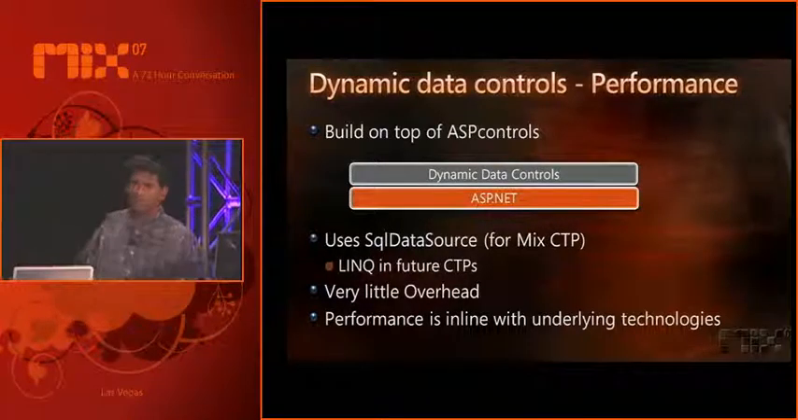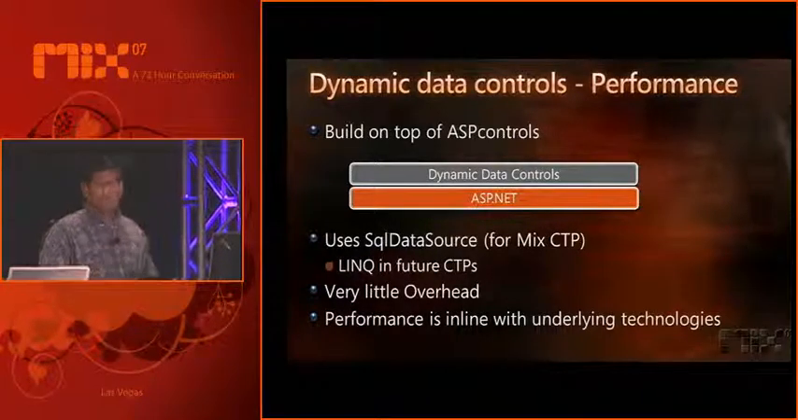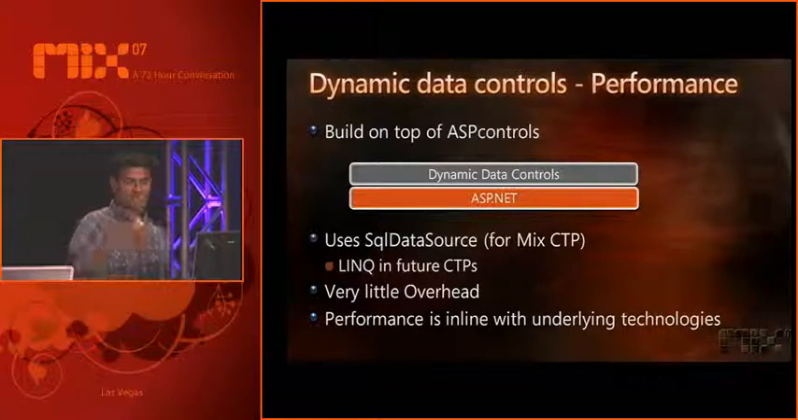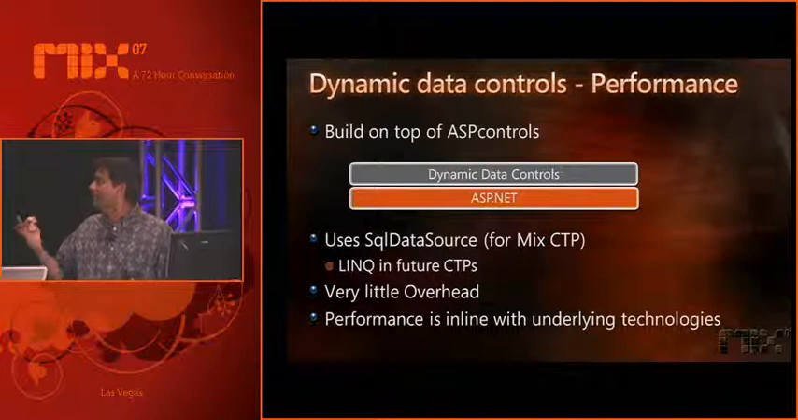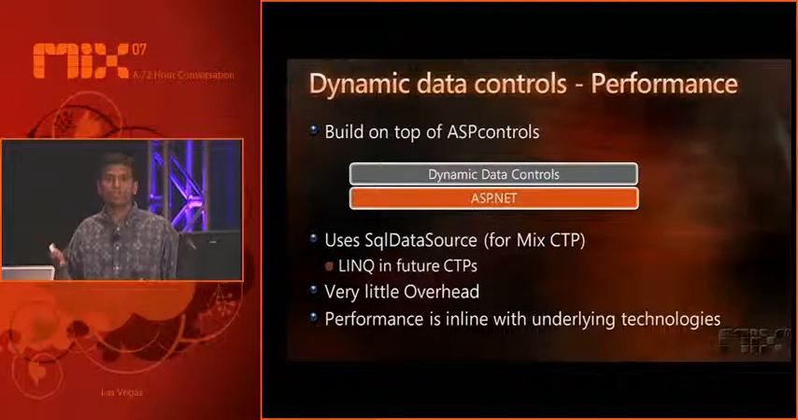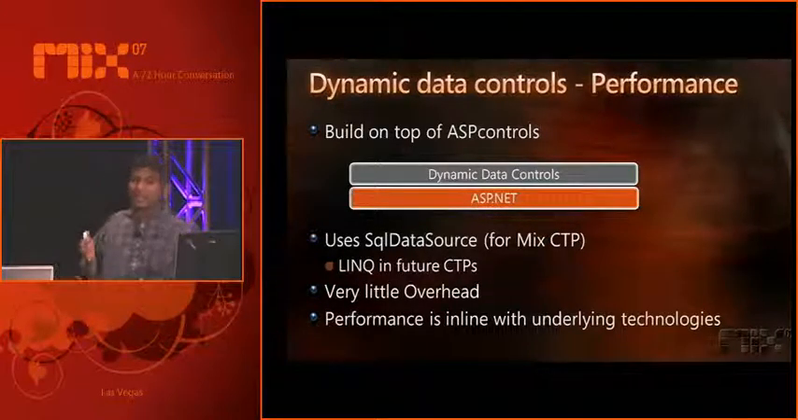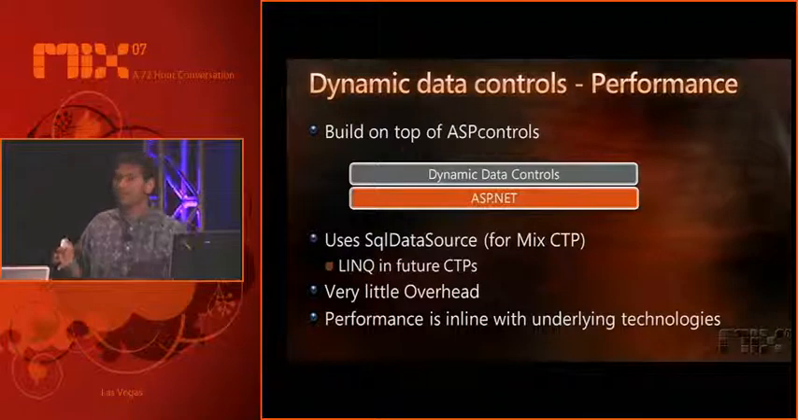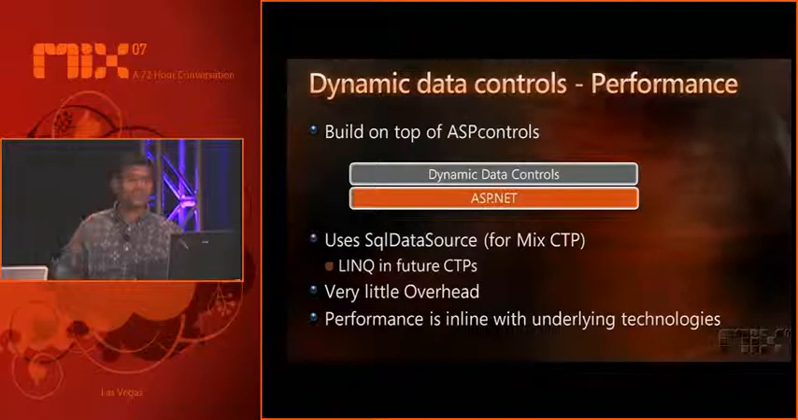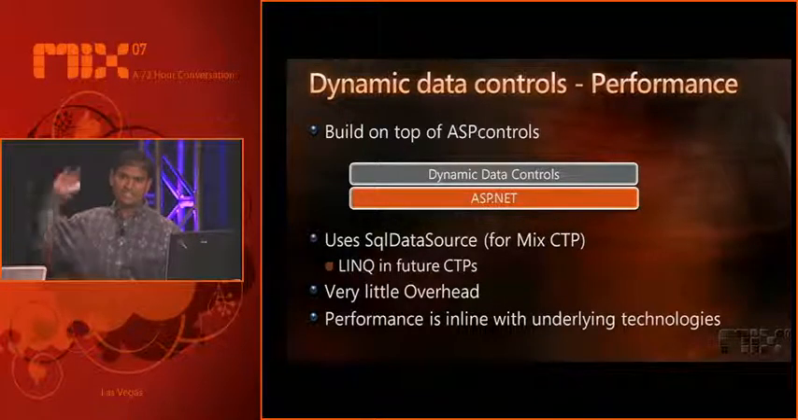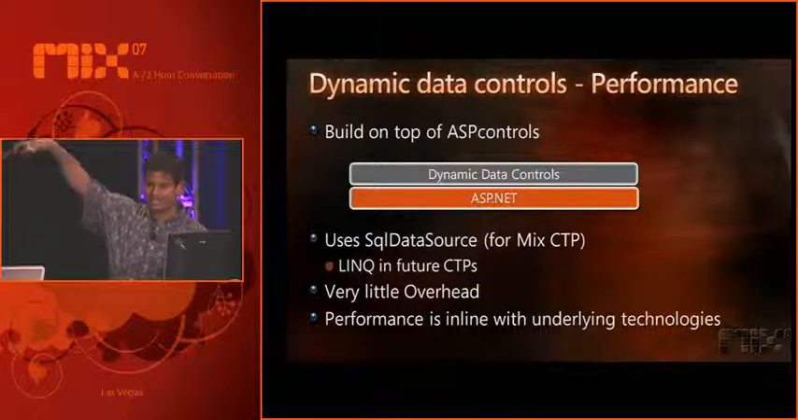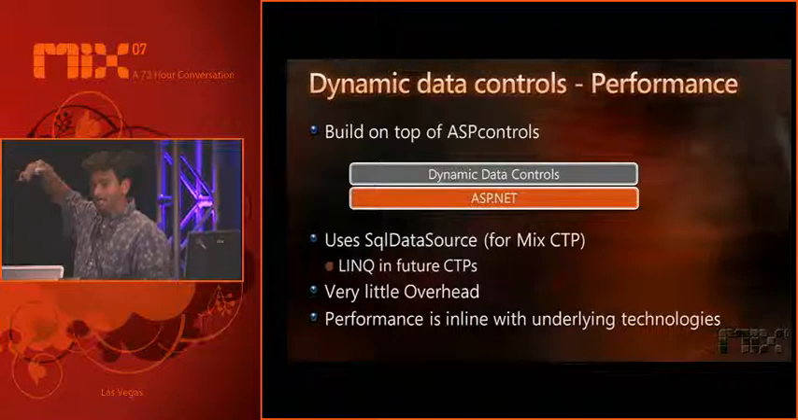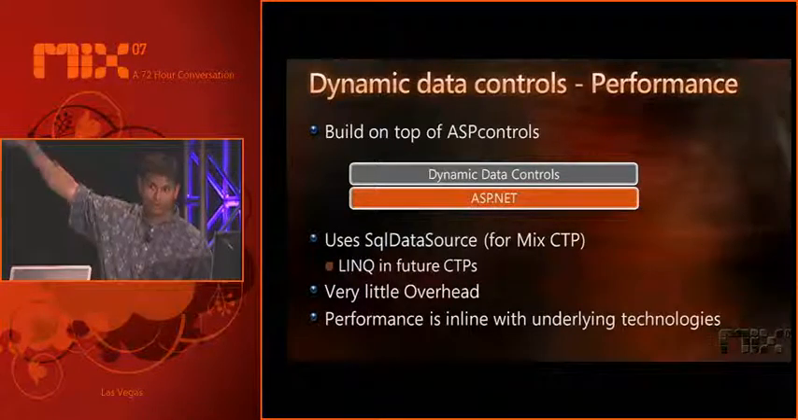By now you're thinking, okay, there must be a catch because it's darn easy to build database apps. Even this guy on stage can build it. Great. So what do you pay for it? What do you get for performance? The key point here is that you actually have very little overhead because fundamentally it's the ASP.NET infrastructure and SQL data source that we build on. By the way, the SQL data source is for this MIX CTP, and down the road we intend to extend that to include Link as well.